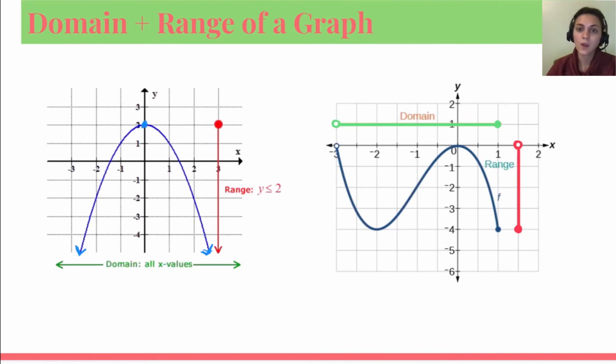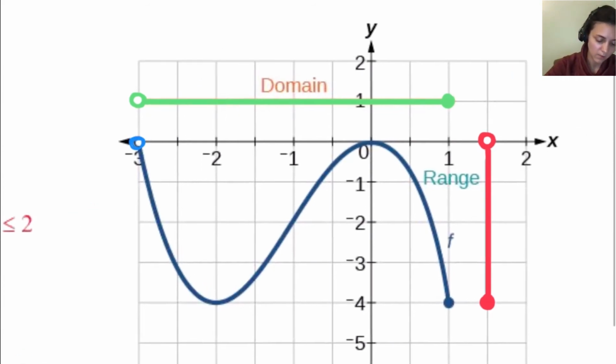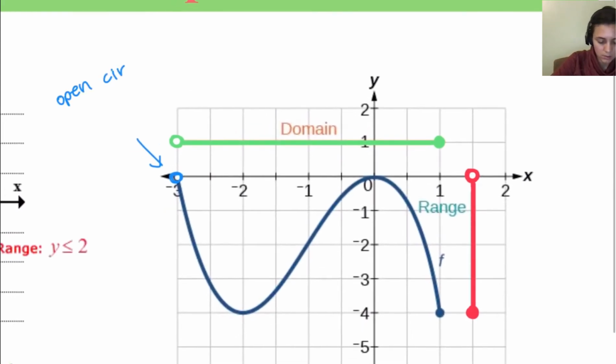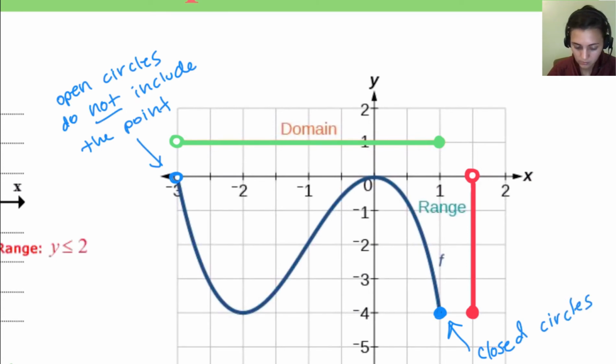Okay. And then the graph on the right is a little different. It's a little bit more abnormal because you can see that there's those endpoints. And I want to kind of remind you that some endpoints are open circles, which means it doesn't include the value. So I'll make a note. Open circles do not include the point. And then right here we have a closed circle. Closed circles do include the point.